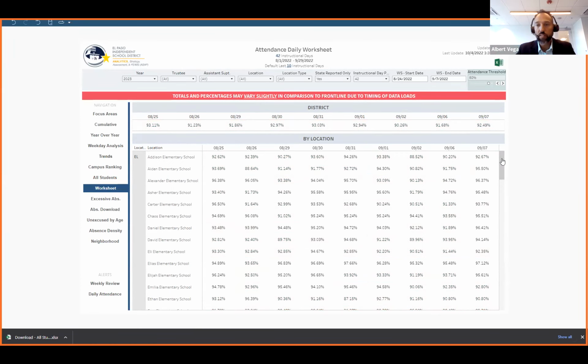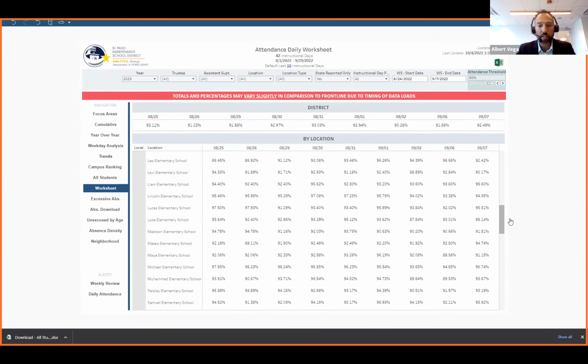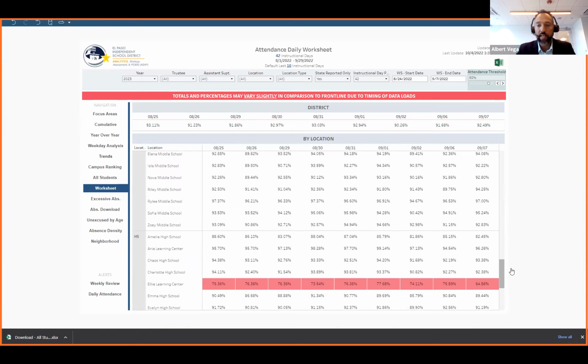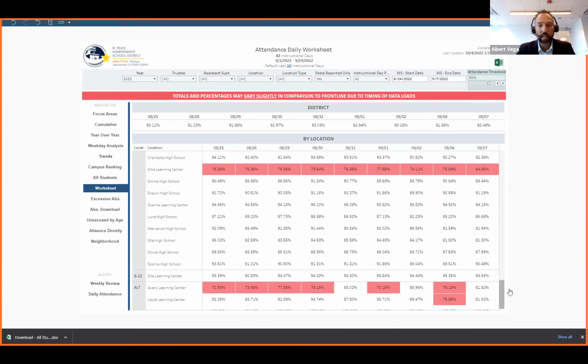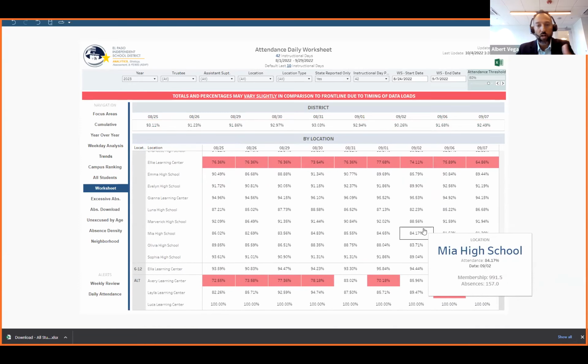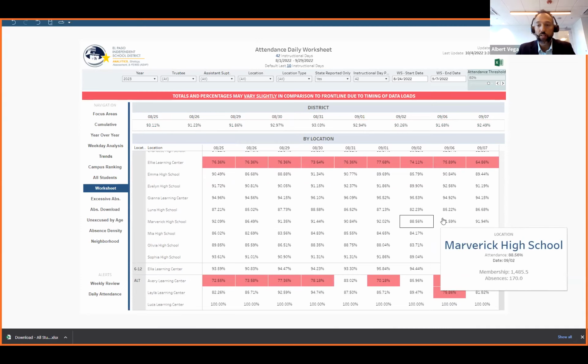So in this case, I've dropped the attendance threshold down to 80. And as I scroll through here, you can see that most of the campuses or all the campuses have met that threshold with the exception of a handful here. Those campuses are highlighted in red and they're marked right away so you can identify who they are. You can see what day it is.